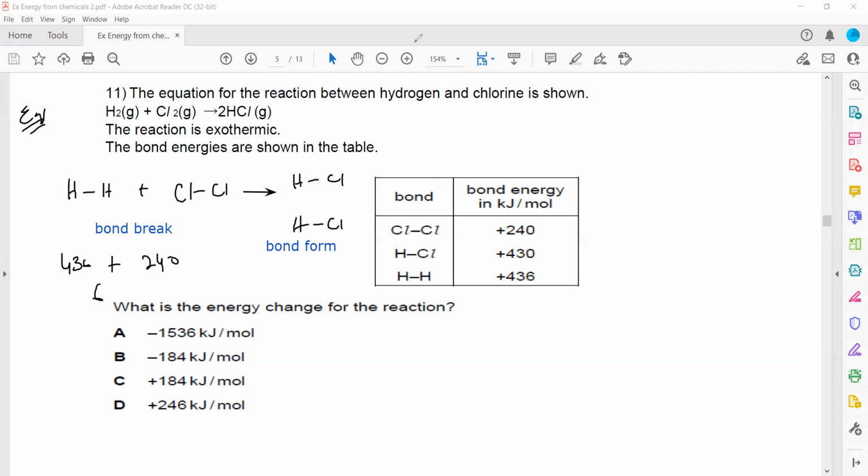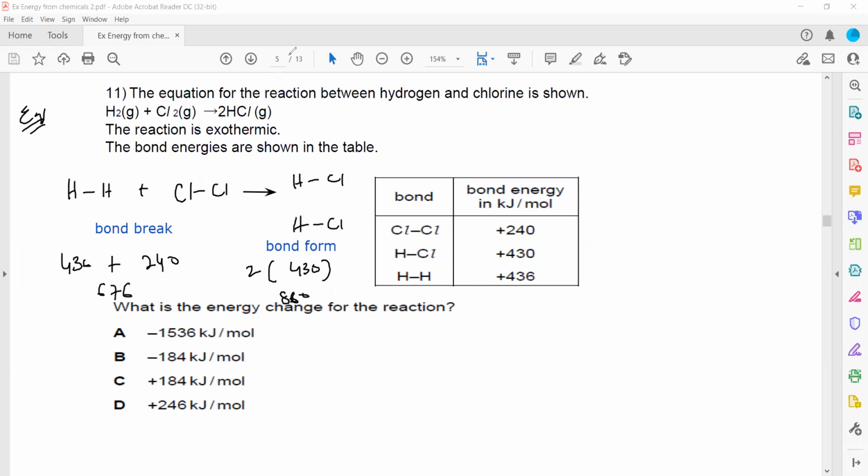676, not 656 by mistake. So 36 plus 40, that's 76, and 200 plus 400, so this is 676. Bond forming, H and Cl, it is 430. So it will be times 2, 860 will be the bond forming.